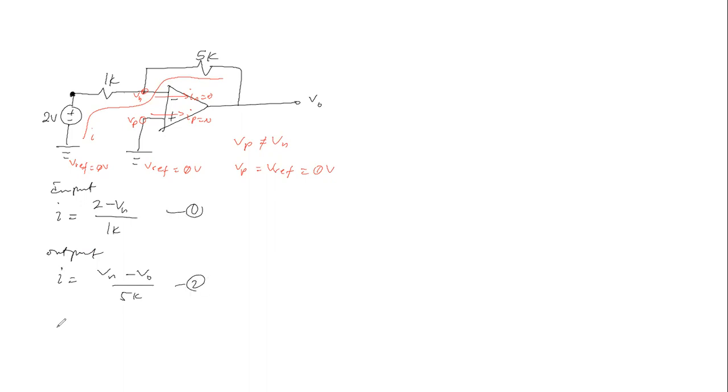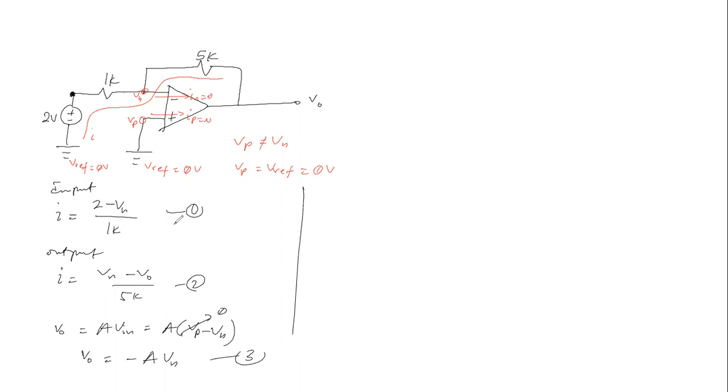Also recall that the output voltage is A times V sub N, which is A times V sub P minus V sub N. We already know that V sub P is 0 since it is at ground potential. So V naught is the same as negative A V sub N. Let's say this is our third equation.